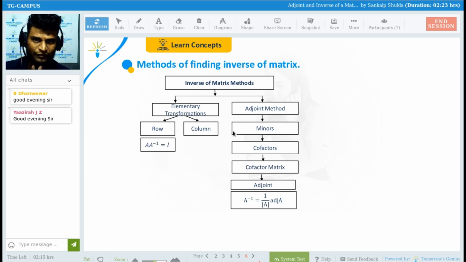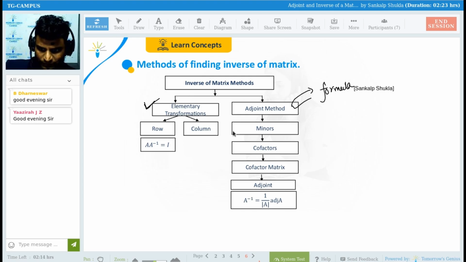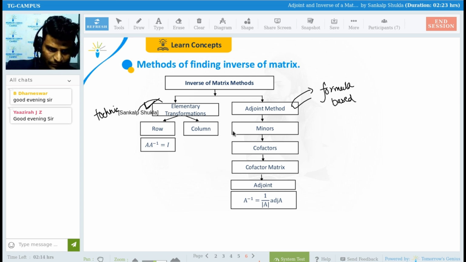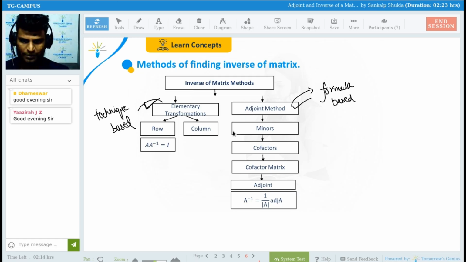Okay, so what do we have? We have two methods to find the inverse of a matrix. The first method is elementary transformations, and the second method is the adjoint method. We have to look at both the methods very carefully, because in the elementary transformation method, there are techniques that are used in questions which are directly from JEE Mains. And the adjoint method requires a proper formula, and you have to apply the formula in order to find the inverse. So this one is formula based, and the other one is technique based.